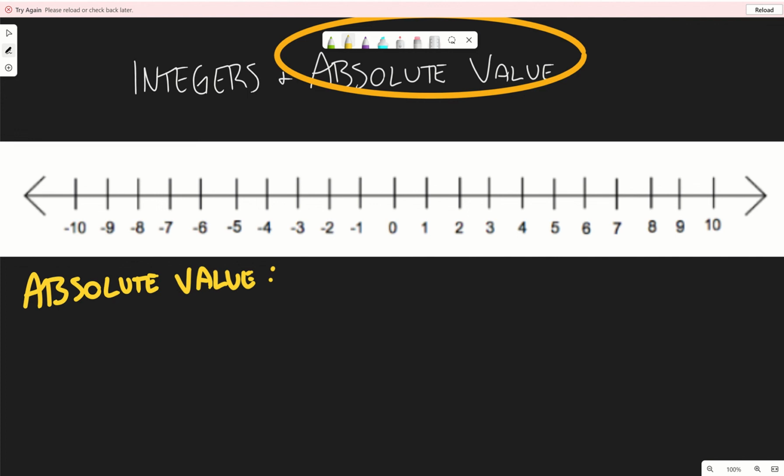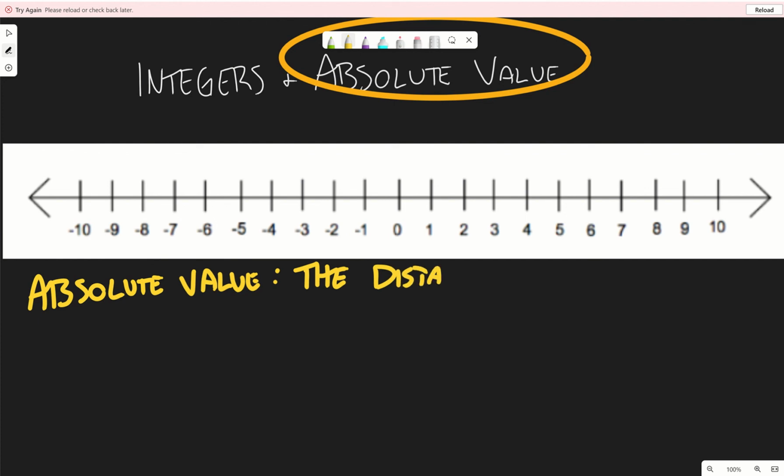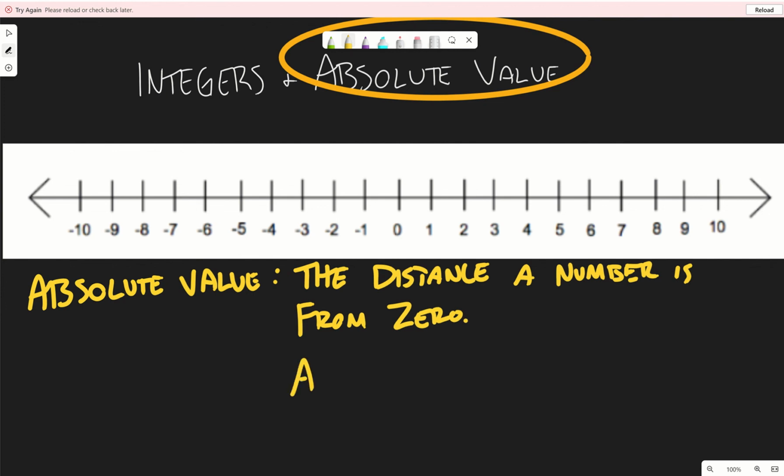So excited about that. Absolute value is the distance a number is from 0. It's how far away a number is from 0. Absolute value is always positive. Absolute value is always positive.